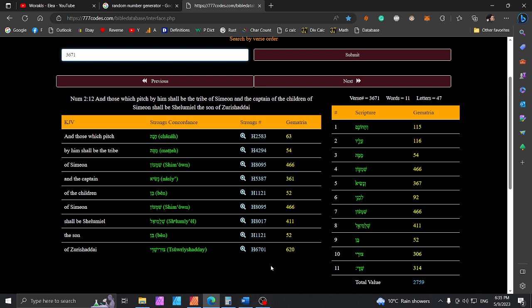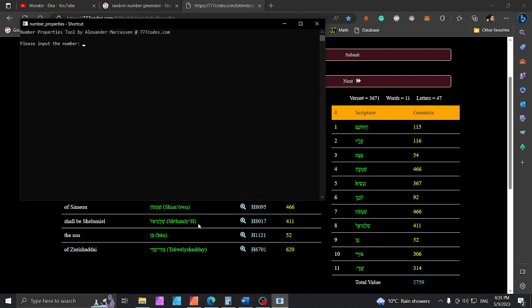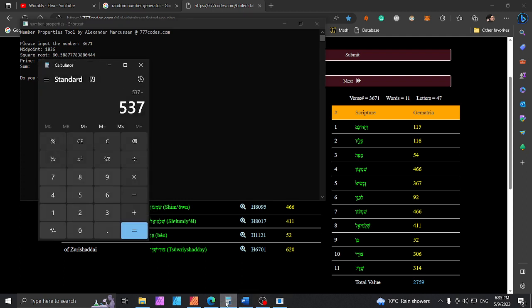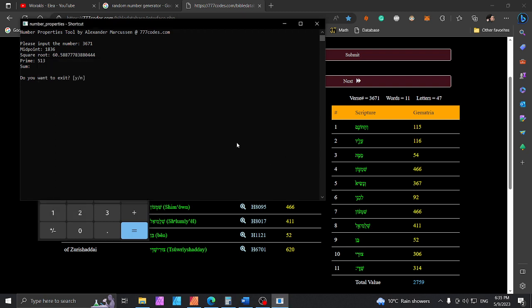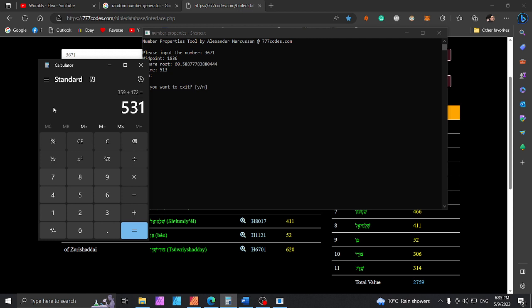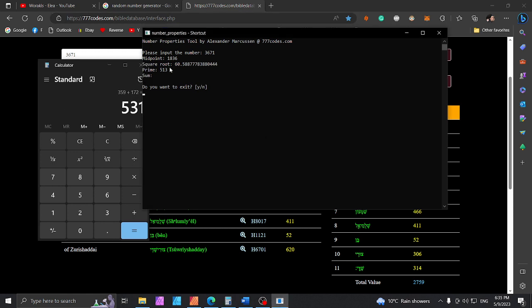The first thing I have to understand or figure out is the verse order, the number 3,671. That is the first thing I do. Aha, it's 513. I wonder if that's Torah codes in English, standard. No, it wasn't. Isn't that the first, last, and center words? Yes, it is. Okay, I think I know what this number is.